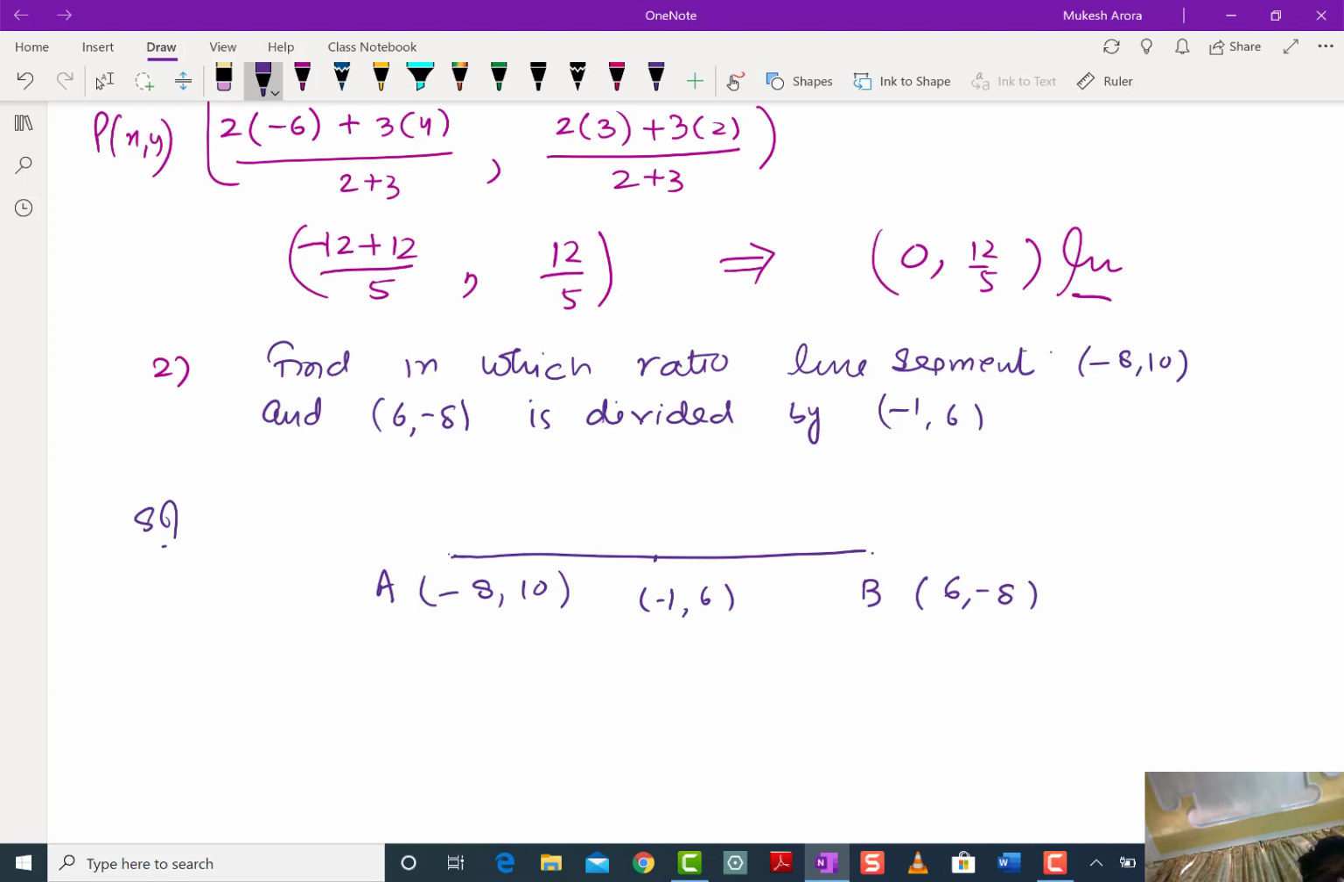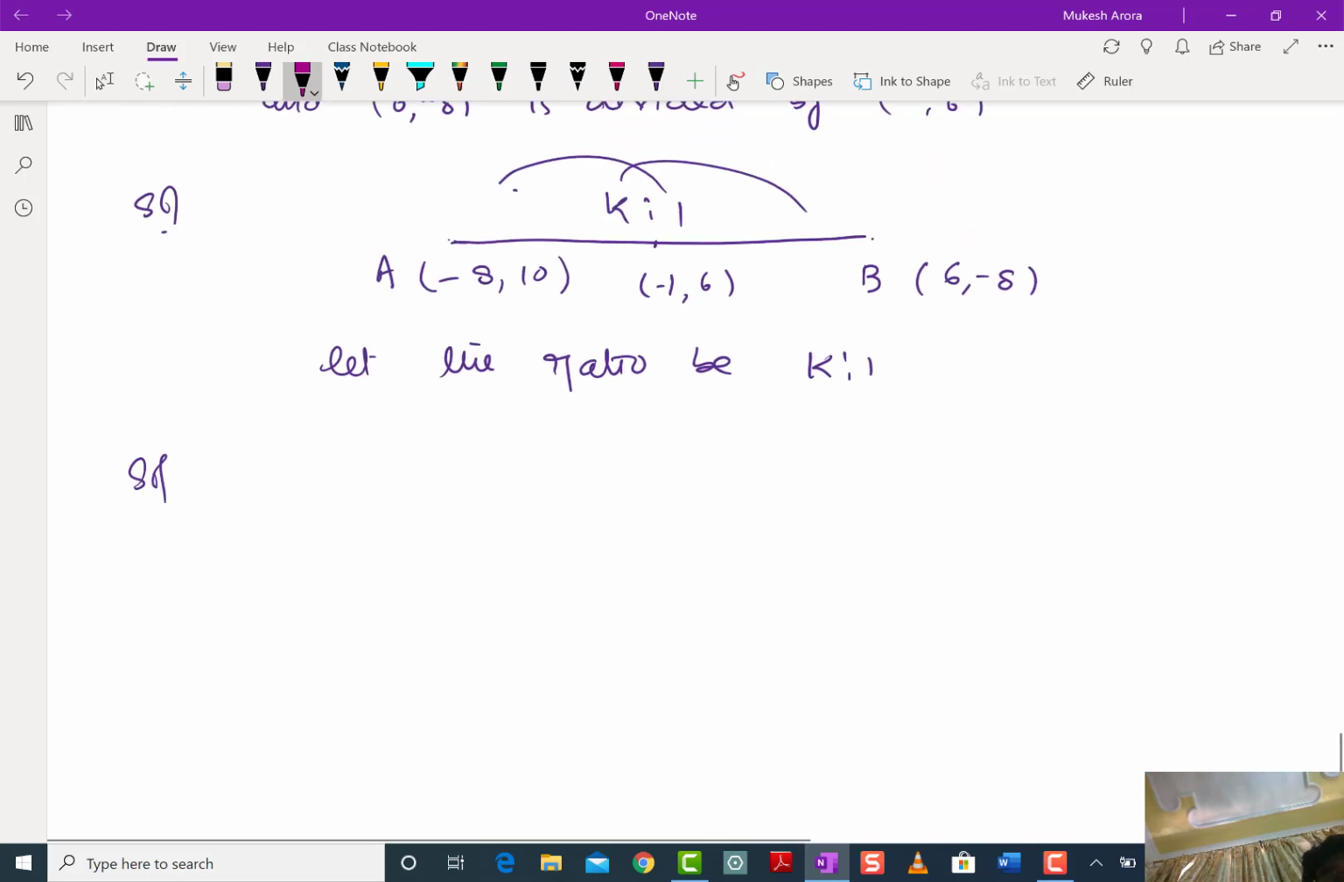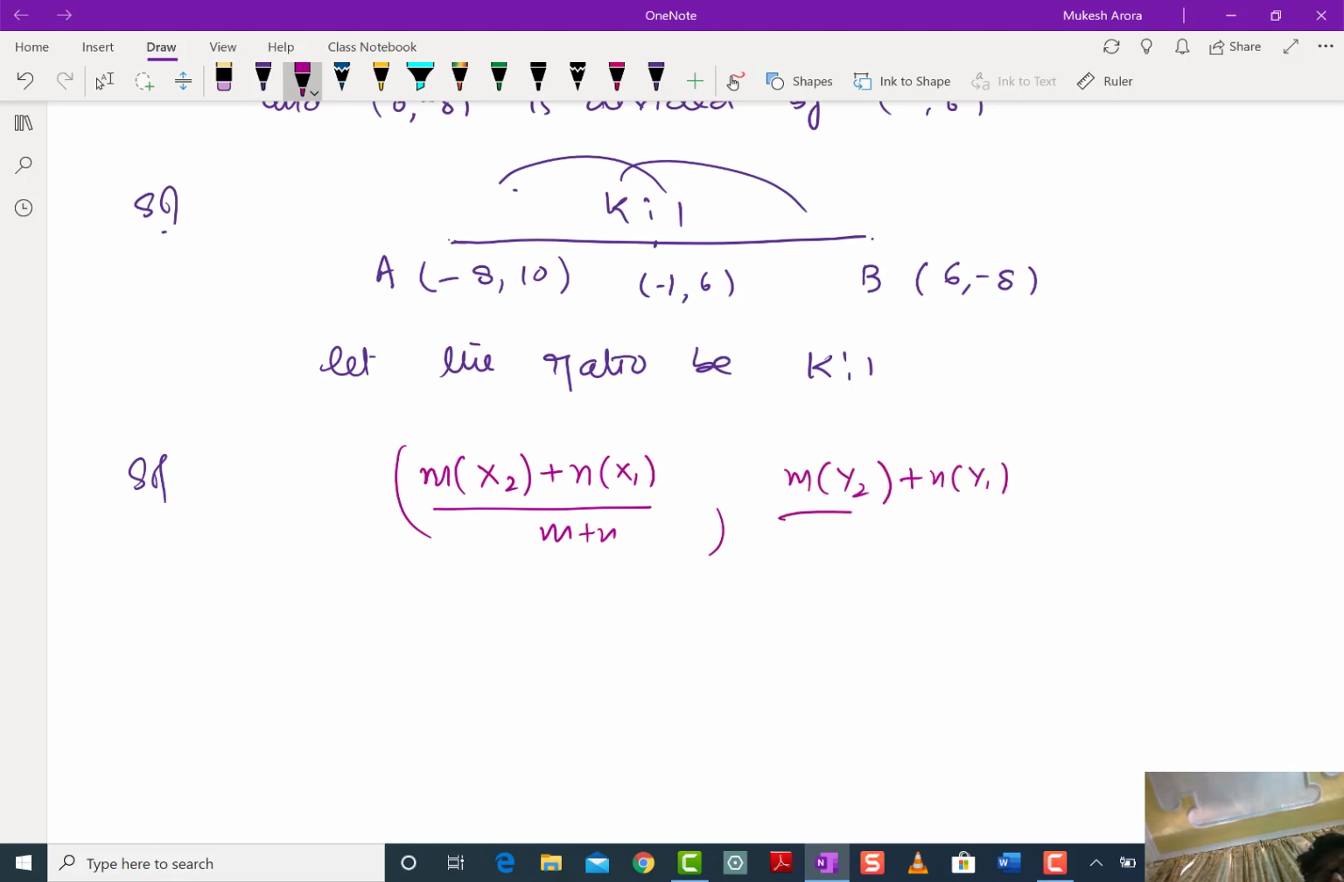Let the ratio be k:1. We normally take k:1. We can even take m:n, there's nothing wrong in this. So when we take the ratio, the formula is (m x2 + n x1)/(m + n), comma, (m y2 + n y1)/(m + n). This is the coordinate of P(x, y).